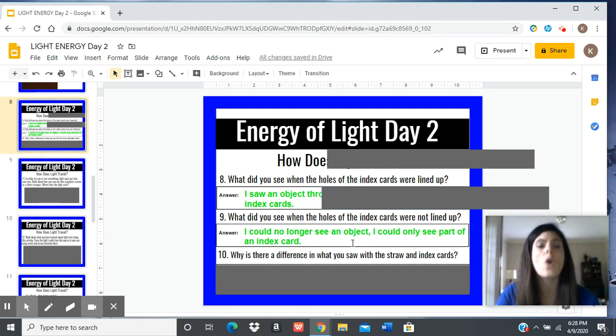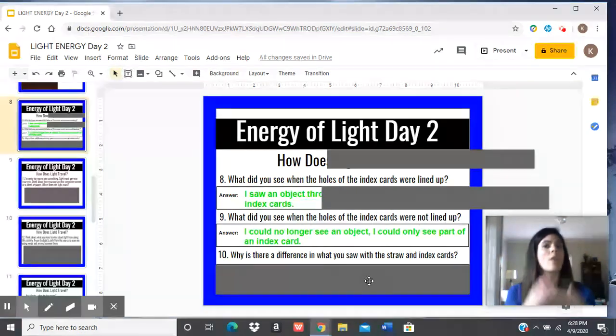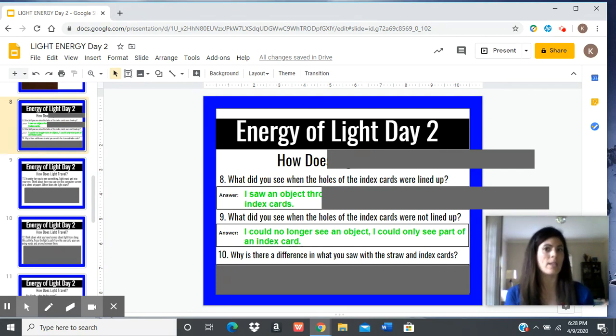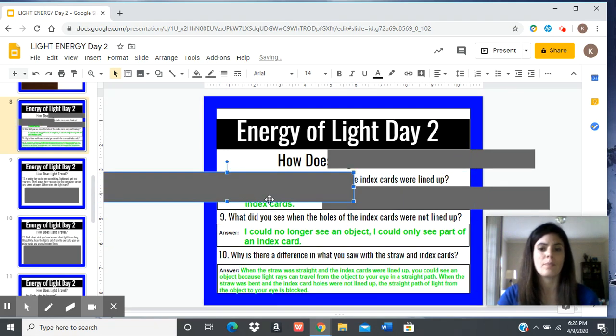Question number 10. Why is there a difference in what you saw with the straw and cards? Again, this is when the straw was straight versus bent, and when the index cards were lined up, and then the second one was moved. So why was there a difference in what you saw?